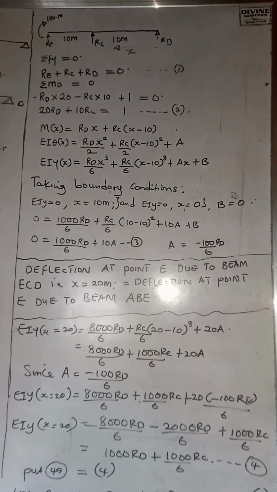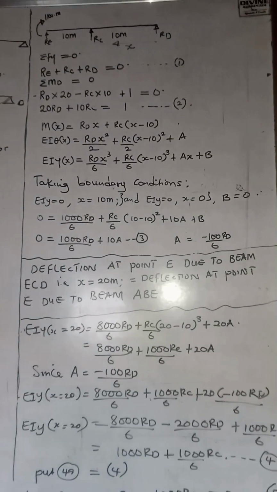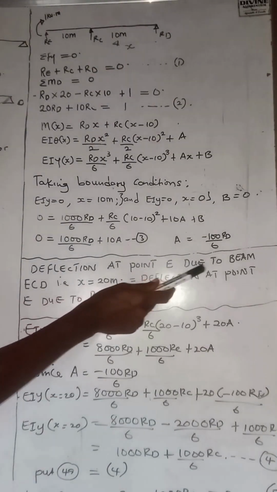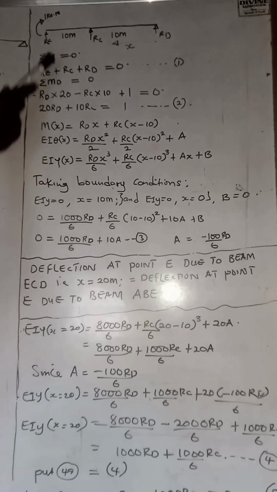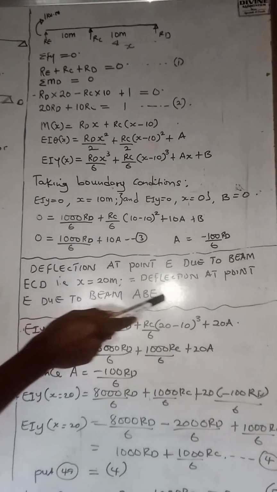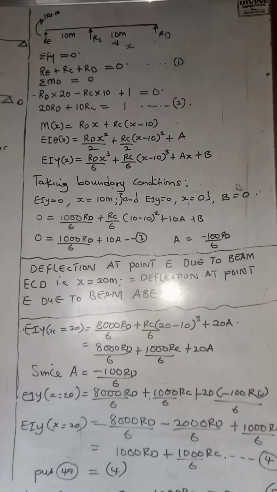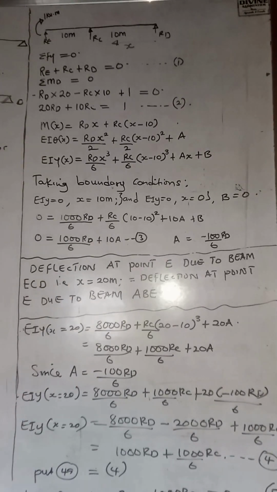Now, like we did in the other beam, taking boundary conditions, of course, we know deflection at a support is 0. So we have two supports. Since we are starting from here, at RD, now let's take the deflection at point E due to beam ECD, that is at x equal to 20. It is equal to the deflection at point E due to beam ABE, which is the previous beam which we worked on. You can revise that video. So if that deflection is equal, of course, they will be equal at that point.